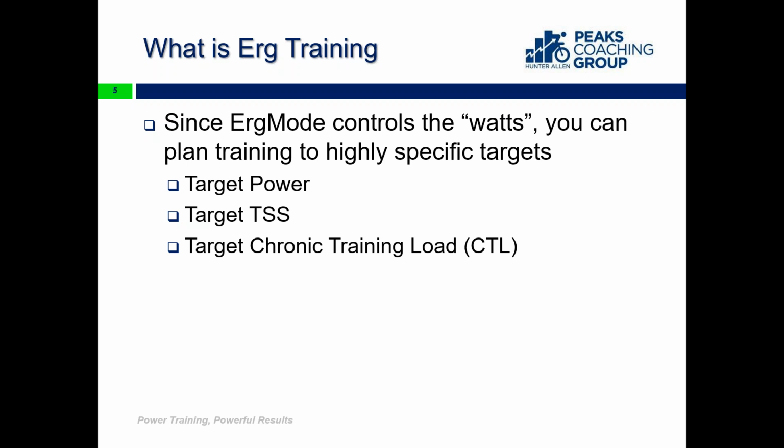which allows us to really target your chronic training load, or your CTL. Chronic training load is a cumulative score of TSS over time, allowing us through a series of systems, chronic training load, acute training load, training stress balance, to track your fitness, fatigue, and freshness.